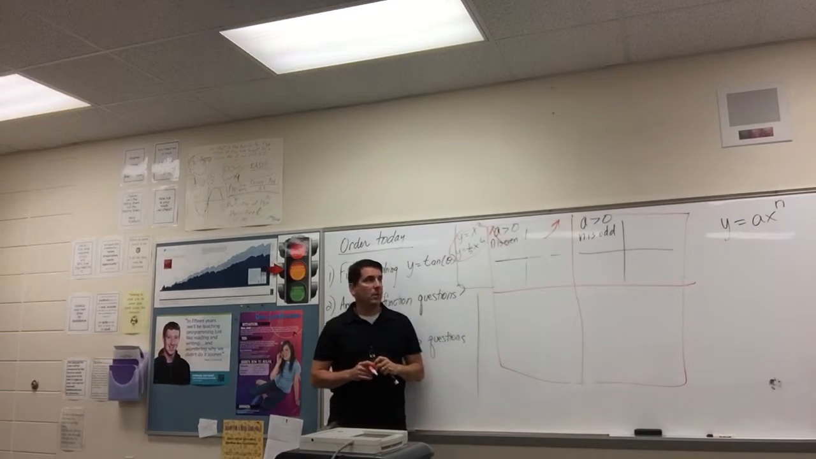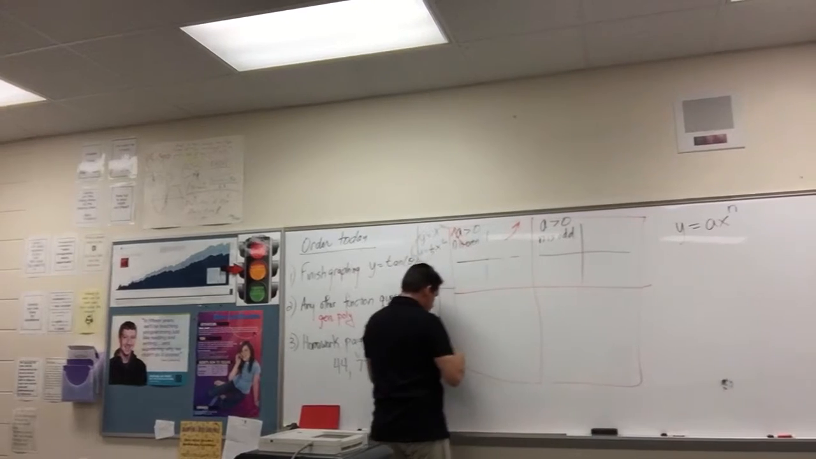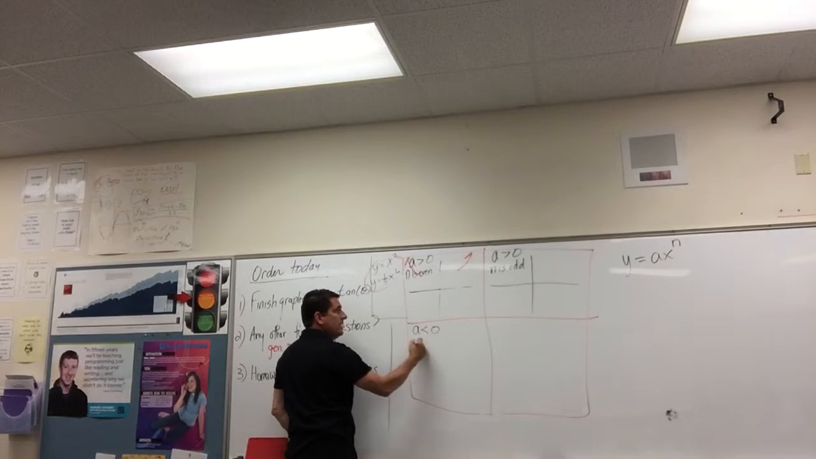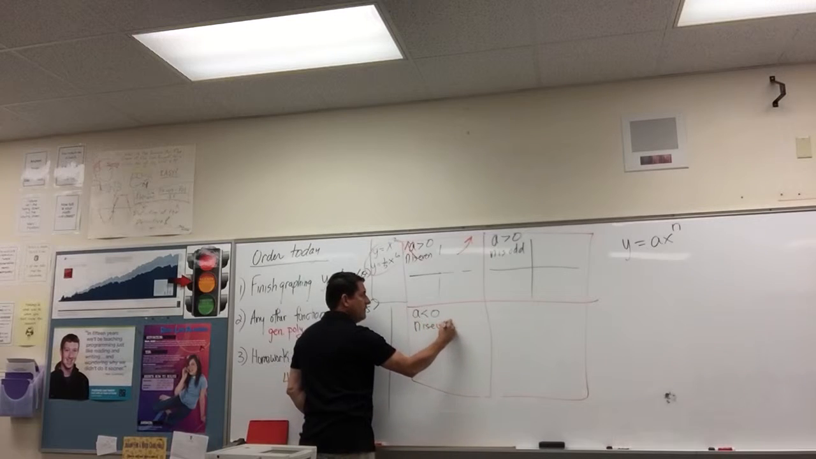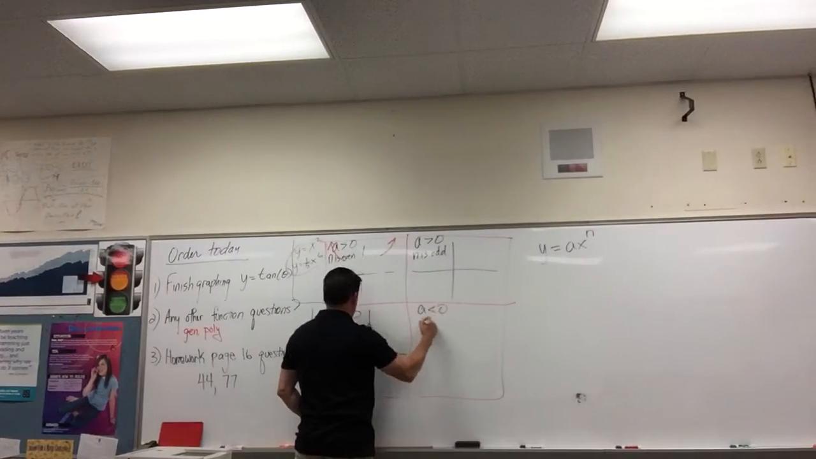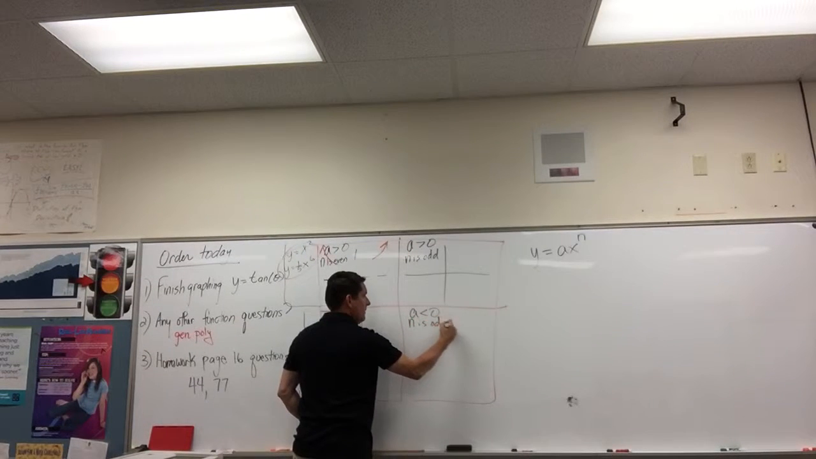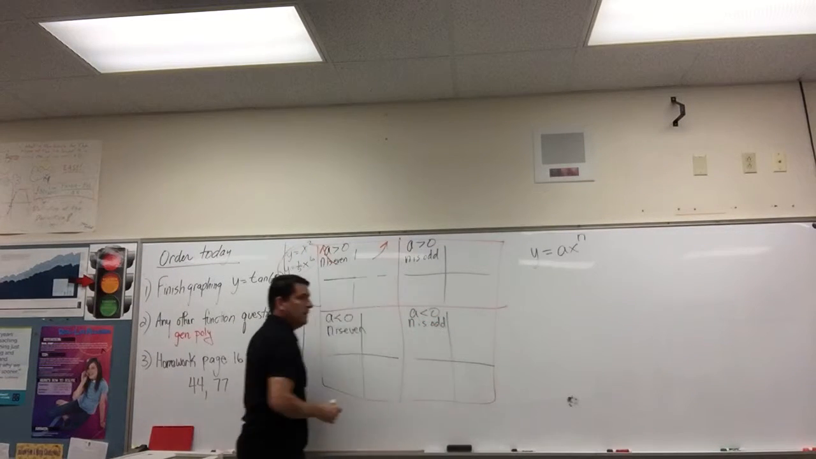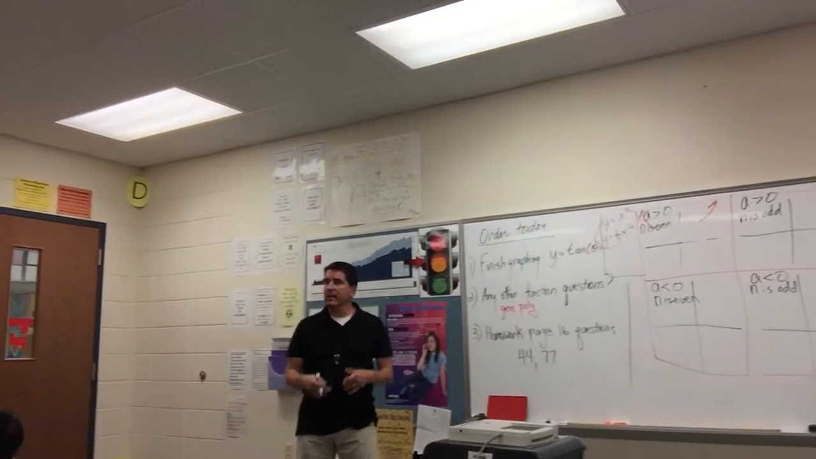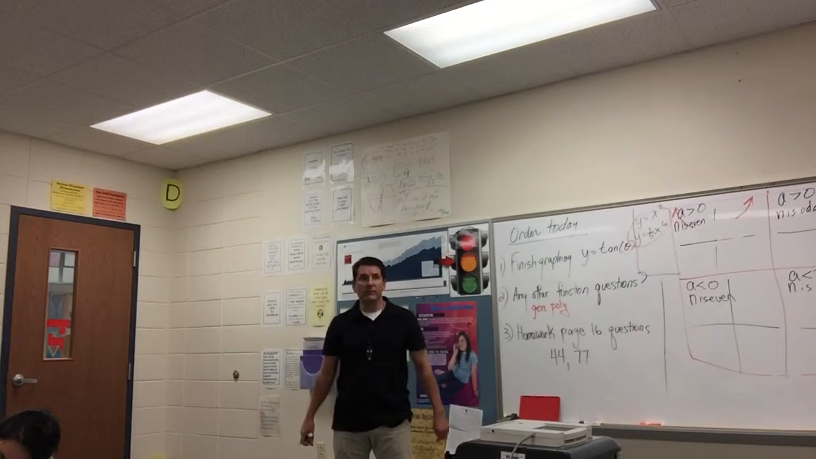Does that help? Okay, then you do this one, and then the other 2 are A is negative and N is even. Give me a graph for that one, and then A is negative and N is odd. It gives me the idea that you know how those numbers impact the look of the function.